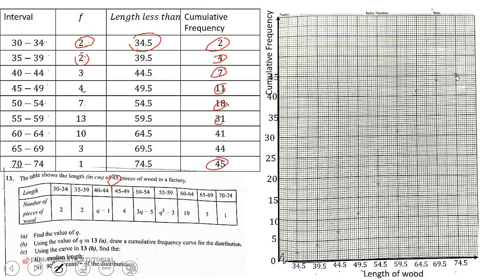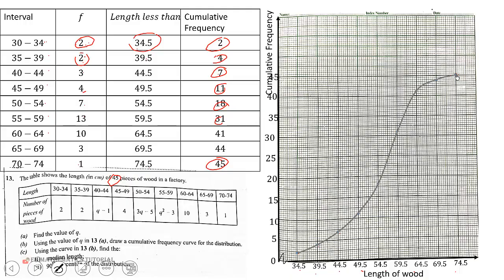After that, just draw a smooth curve through all these points like this. So after drawing a smooth curve, what you're going to do now is to answer the question, the median length.